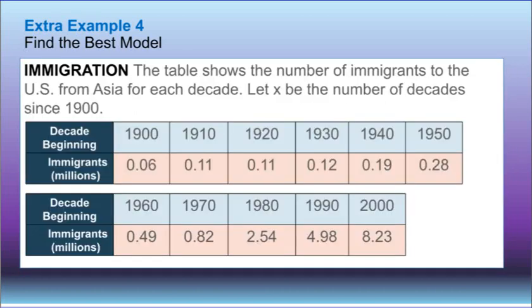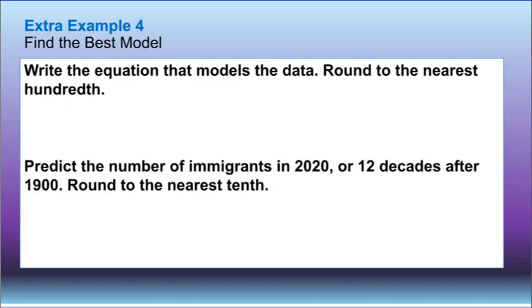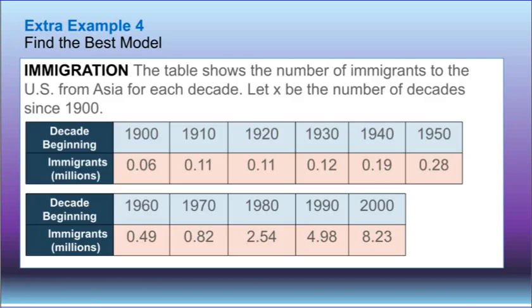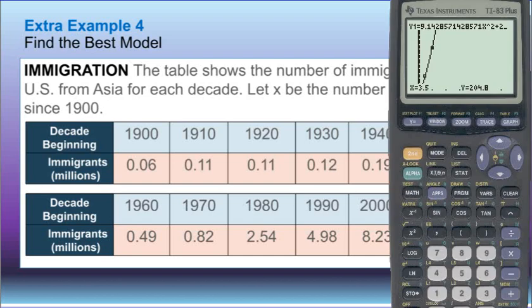And our last question here. It says the table shows the number of immigrants to the U.S. from Asia for each decade. Let X be the number of decades since 1900. And so what we want to do is write the equation, round to the nearest hundredths, decimal places, and then use that to predict to the nearest tenth how many immigrants there would be in 2020. So the first thing we need to do is enter the data into our calculator.